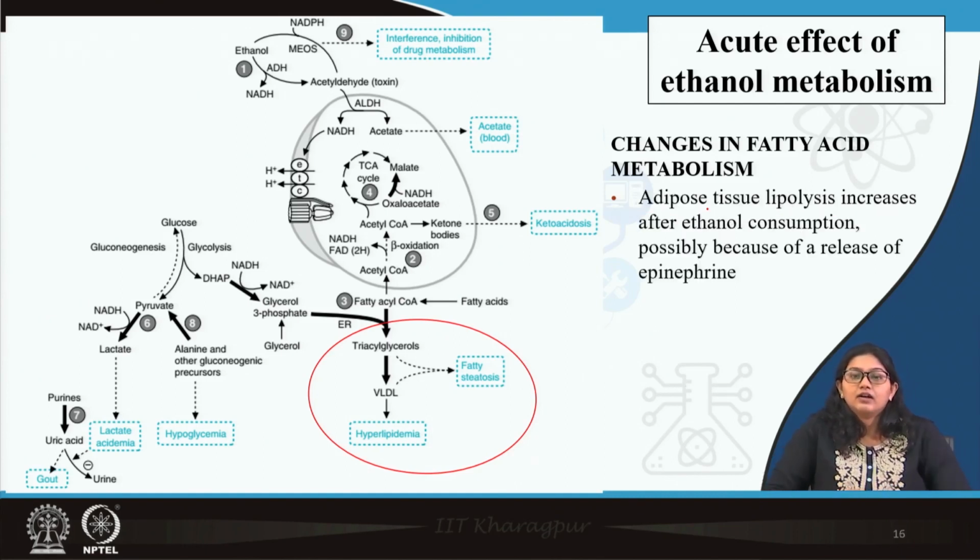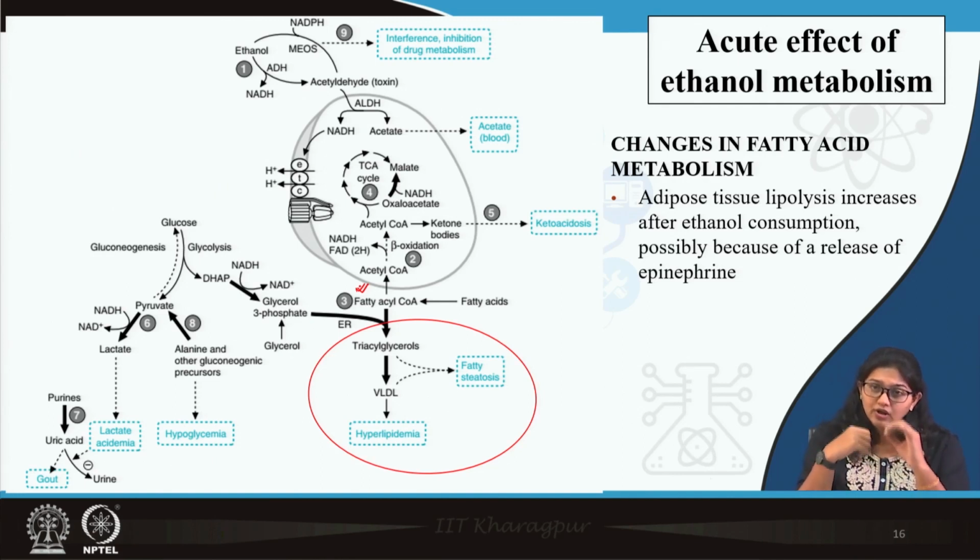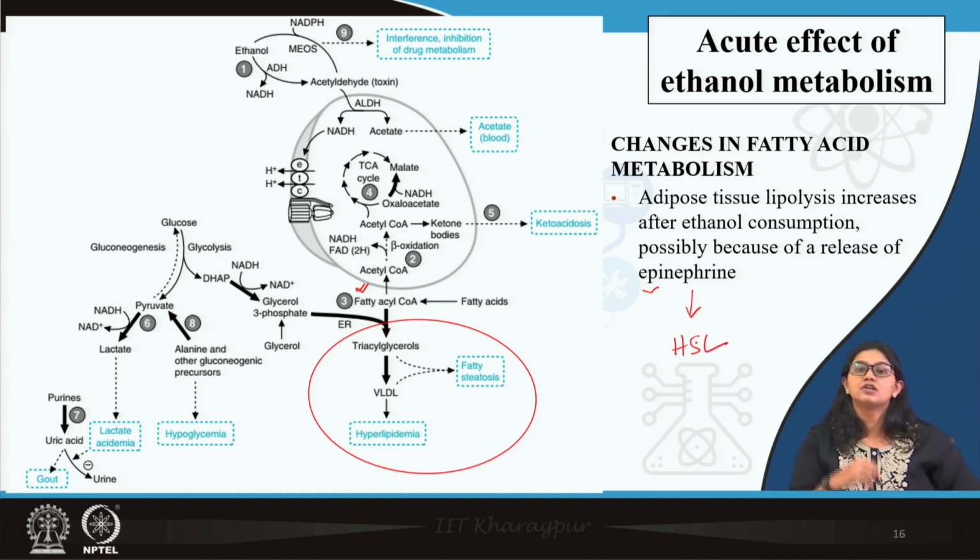Then, the accumulation of fatty acid is not only the effect of inhibited beta oxidation; there is increased lipolysis also, because on ethanol consumption there is release of epinephrine, and if you remember once again, epinephrine is the hormone which activates hormone sensitive lipase. Hormone sensitive lipase acts on adipose triacylglycerols, which undergo hydrolysis to release fatty acids in circulation. So, again there is increased influx of fatty acids from lipolysis as well.